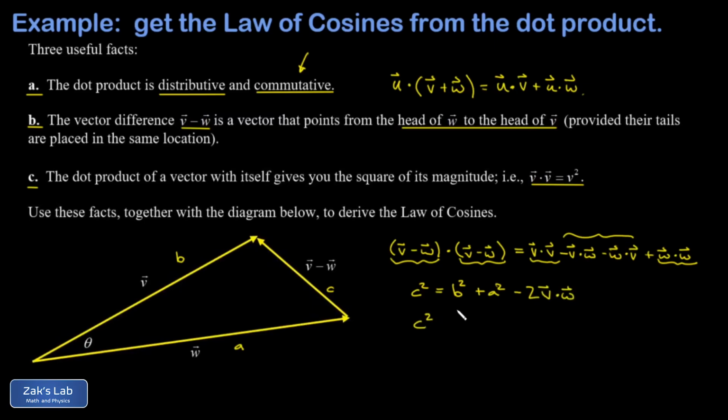And then I have to use the geometric definition of the dot product. And while I'm at it, I'm going to put that a term first. So a squared plus b squared minus 2. And then v dot w is going to be the magnitude of v times the magnitude of w. So 2ab times the cosine of the angle between them. And we just retrieved the law of cosines from the properties of the dot product.